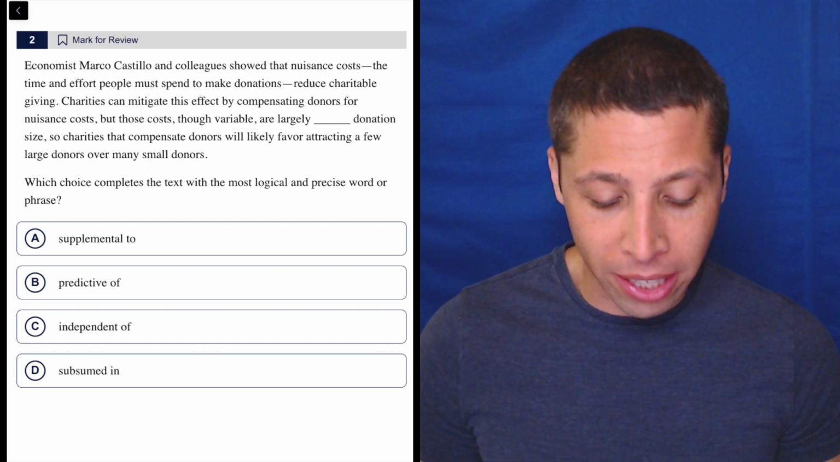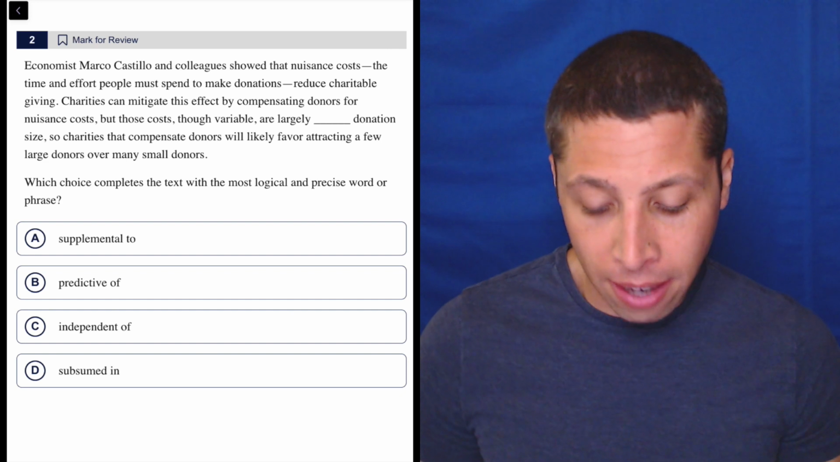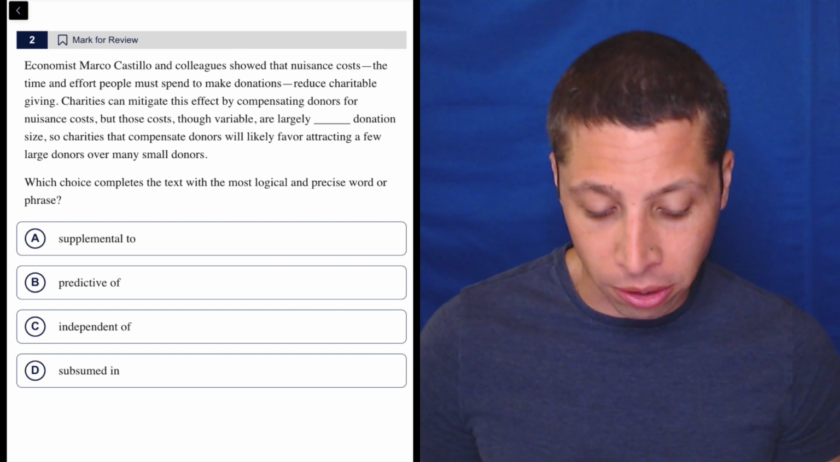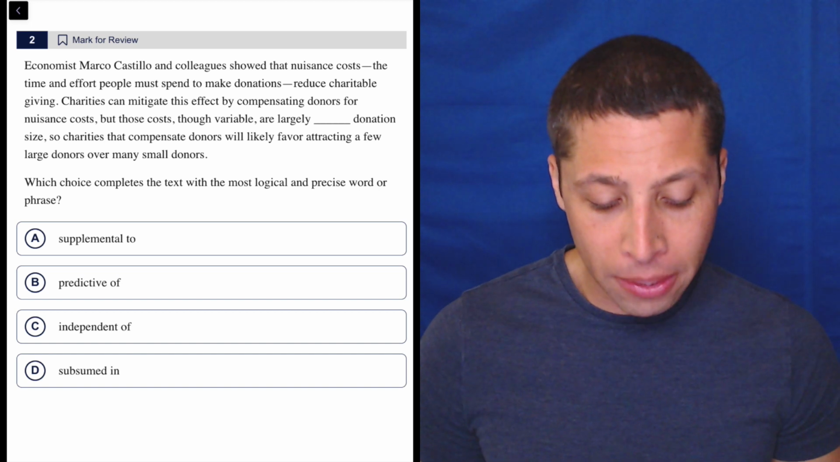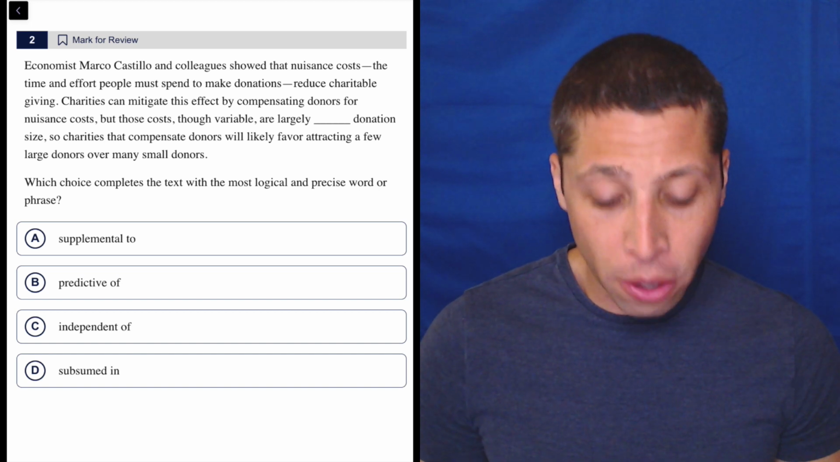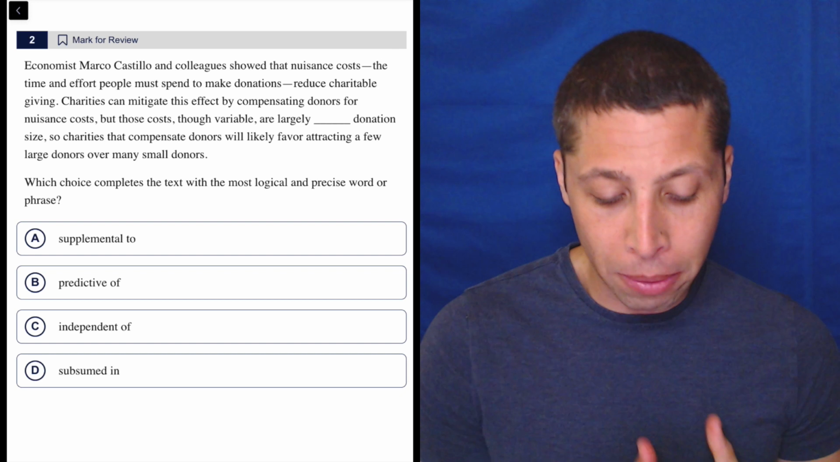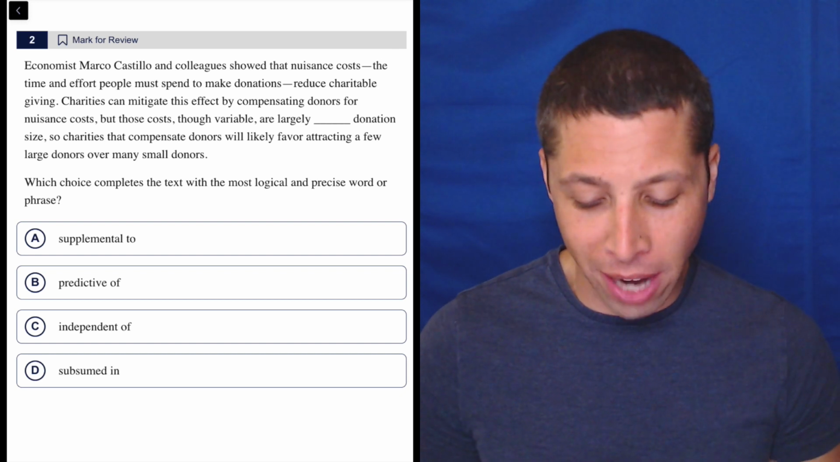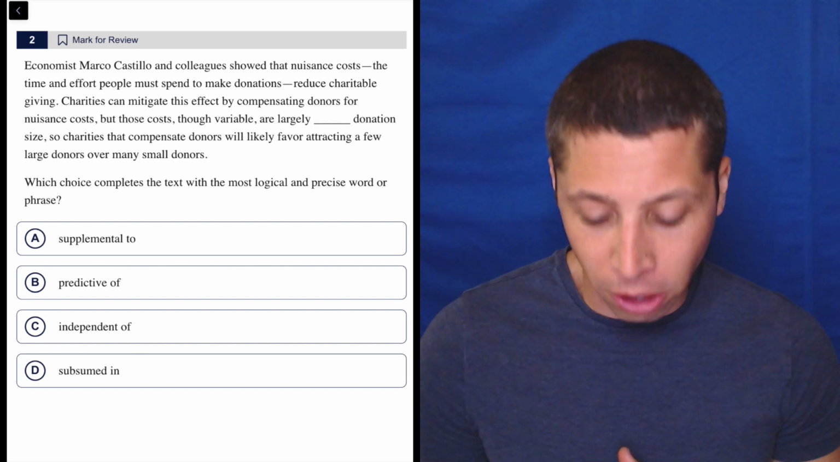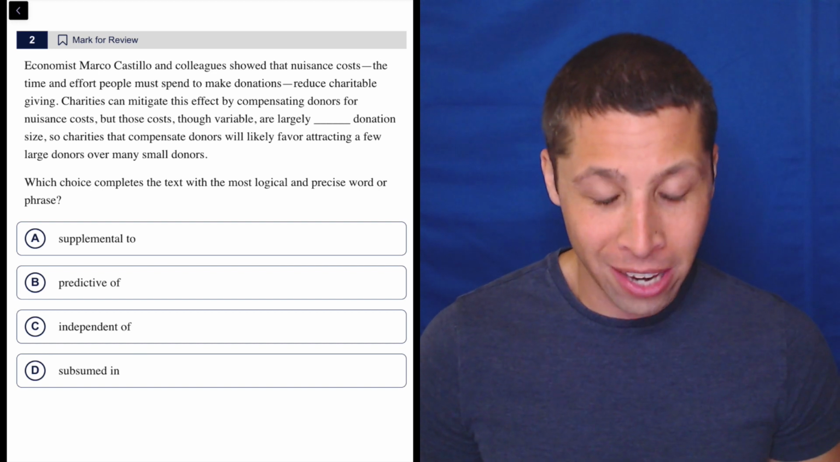Economist Marco Castillo and colleagues show that nuisance costs, the time and effort people must spend to make donations, reduce charitable giving. Charities can mitigate this effect by compensating donors for nuisance costs, but those costs, though variable, are largely blank donation size. So charities that compensate donors will likely favor attracting a few large donors over many small donors.